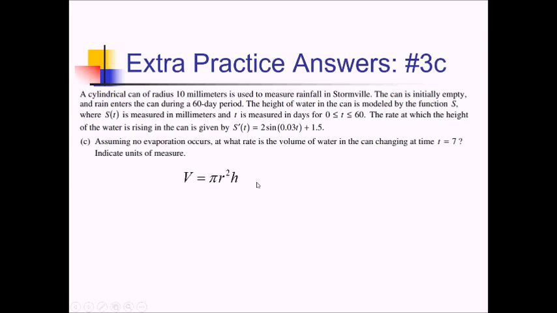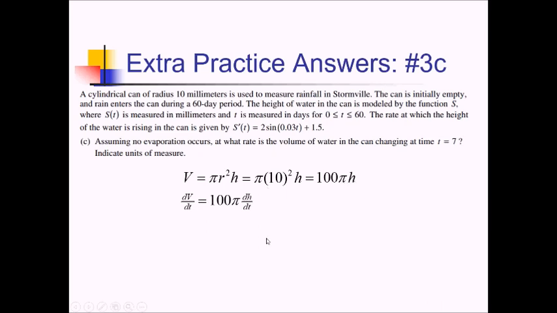Now we can get a little bit more specific on this problem since the can has a radius of 10 millimeters, and that's not going to change. That's always going to be 10. So we can actually just rewrite this as pi times 10 squared h, or 100 pi h. So now I have to take the derivative of both sides of this equation with respect to time, so differentiating implicitly. Derivative of volume is going to be dV over dt. And over on the right side, we've got 100 pi times dh over dt.